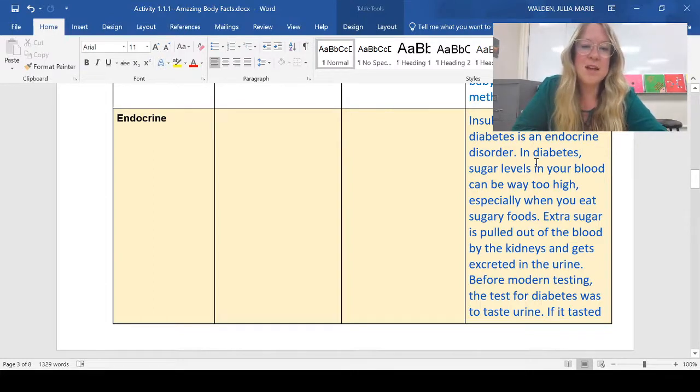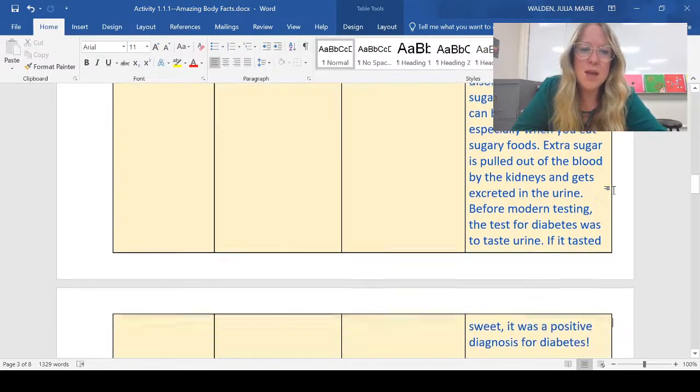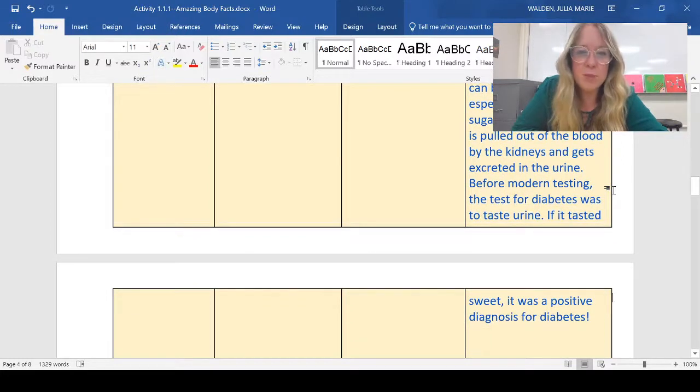Now, my fact is, in diabetes, sugar levels in your blood can be way too high, especially when you eat sugary foods. Extra sugar is pulled out of the blood by the kidneys and gets excreted in the urine.